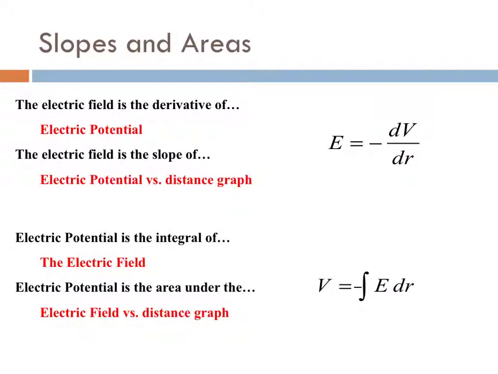Now remember what these derivatives and integrals actually mean. We can relate them to slopes and areas. The electric field is a derivative of electric potential, meaning that the electric field is the slope of the electric potential versus distance graph, and we'll see examples of those in just a second. Electric potential is the integral of the electric field, meaning that the electric potential is the area under the electric field versus distance graph.